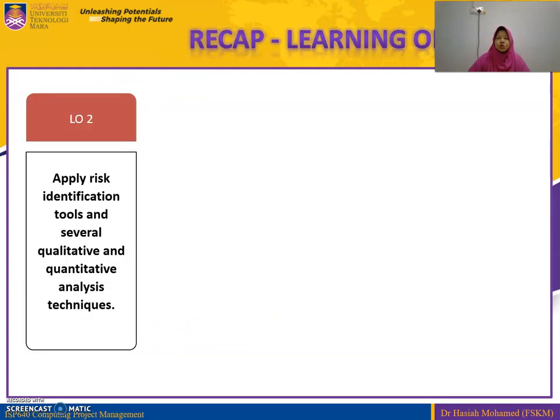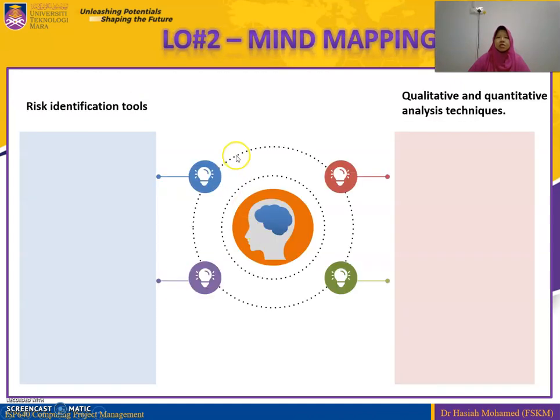So this is the overall summary of learning objective number 2: identify the risk identification tools and several qualitative and quantitative analysis techniques. The last one is a mind mapping activity for you to try. For those who love to jot down notes during your learning, you can use this activity.